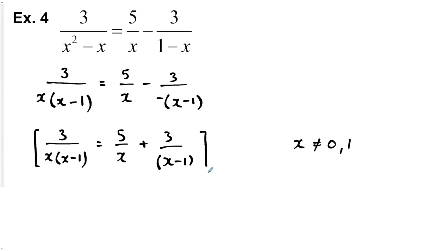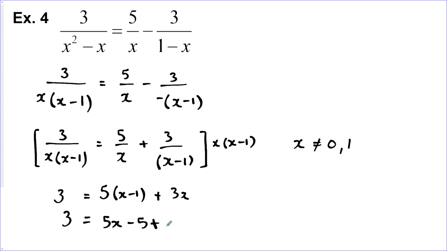And our common denominator in this case would be x times x minus 1, because we have an x here and here, and x minus 1. So for the first one, the x and the x minus 1 will cancel, and I'll just be left with 3. For the next one, the x's will cancel, but not the x minus 1, so that will show up there. And the last term, the x minus 1s will cancel, but not the x, so we'll just be left with 3x. Multiply in the 5, 5x minus 5 plus 3x.